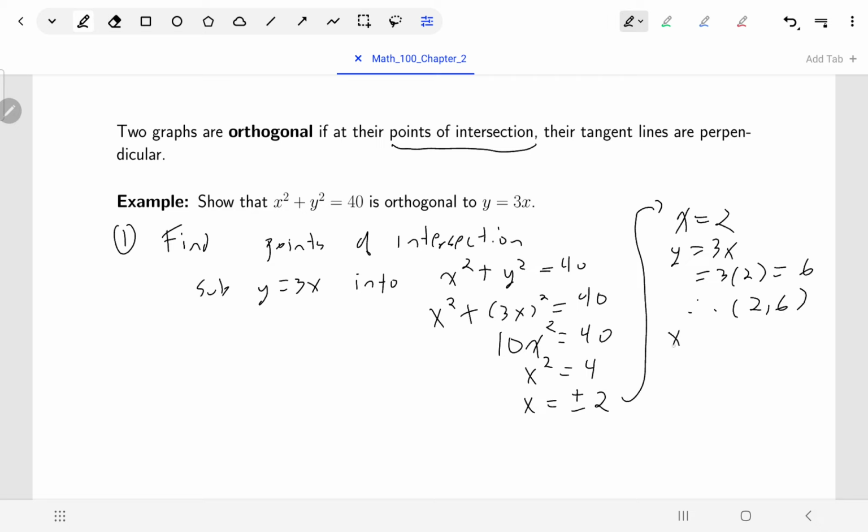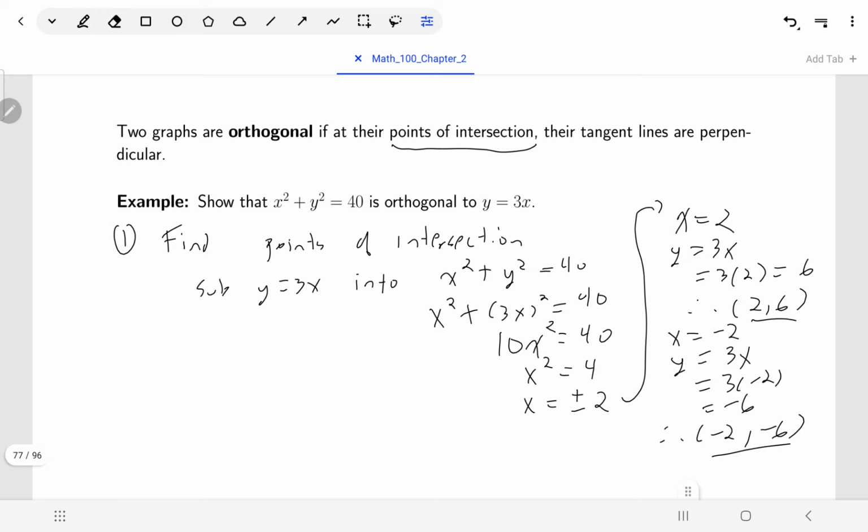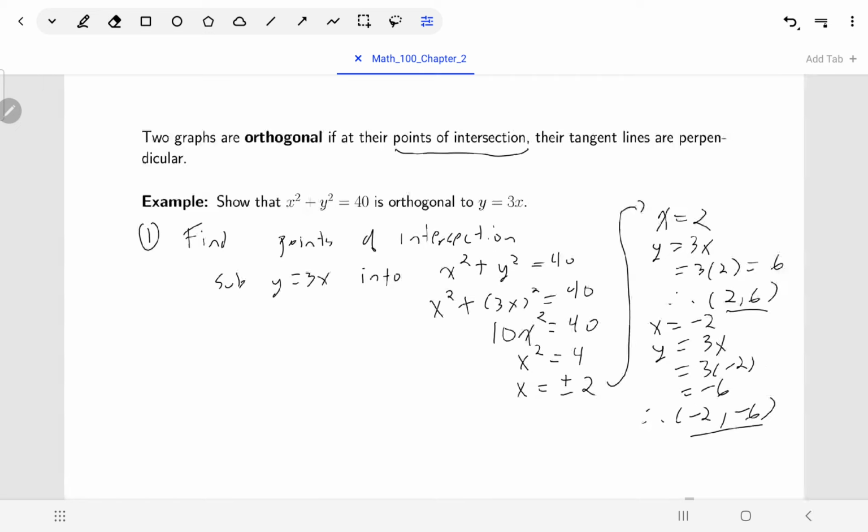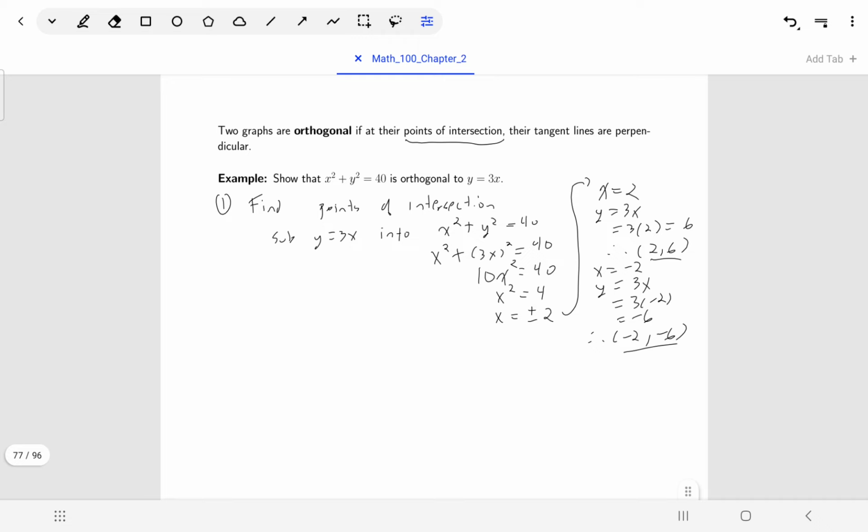The other point of intersection happens when x is negative 2, and for that, the y value would be negative 6. So the other point of intersection is (-2, -6). So we have two points of intersection, which is what we saw when I did a quick sketch of a circle crossed by a line. That was two places where the line crossed. So I feel confident that we found all of our points of intersection.